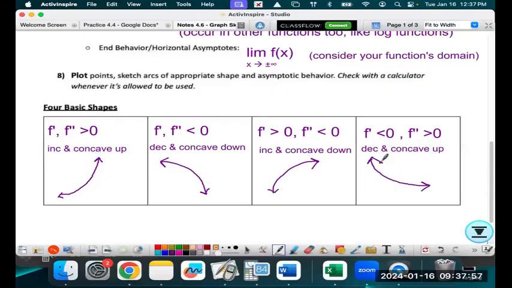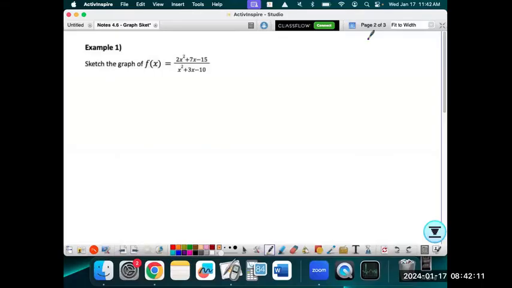Okay, so that is it for the note portion. Let's get into the example portion of the notes. Example 1: sketch the graph of f of x equals this rational function. So first thing that we're going to do, like I said before, is get the domain.